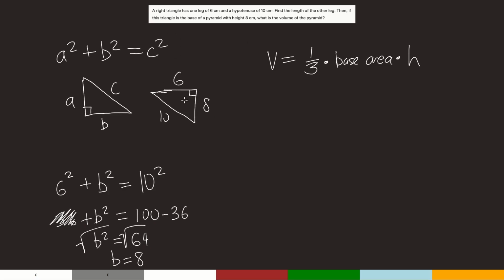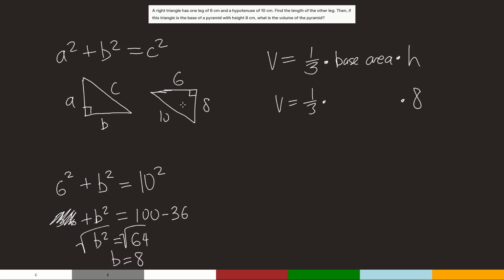Now, if this triangle, a triangle like this, a right triangle, is the base of a pyramid with height of 8, what is the volume of the pyramid? Now let's use this formula. So the volume of the pyramid is going to be 1/3 times the base area times the height. Now the height, the problem tells us 8. So let's figure out the base area of this pyramid. So this triangle, what is the area?